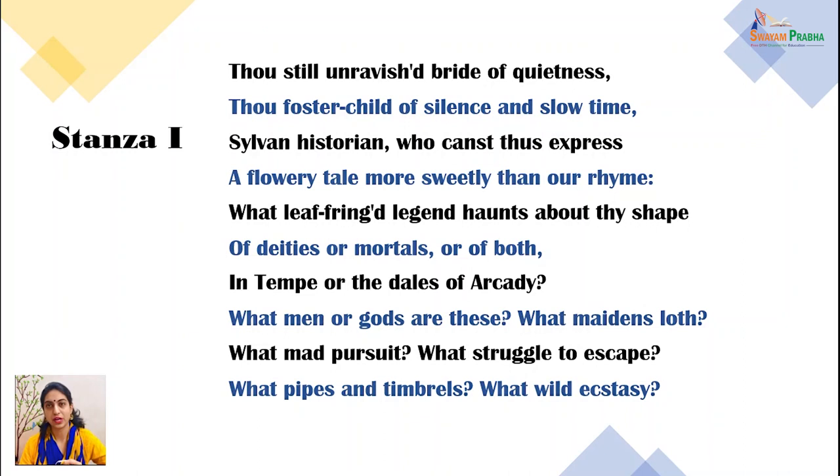Personification and metaphors have been used in the stanza very beautifully, and another figure of speech used here is assonance, that is the repetition of vowel sounds, which can be seen in the phrases like bright of quietness and child of silence and slow time. Here the repetition of I is very frequent. Now let us move on to the stanza number 2.